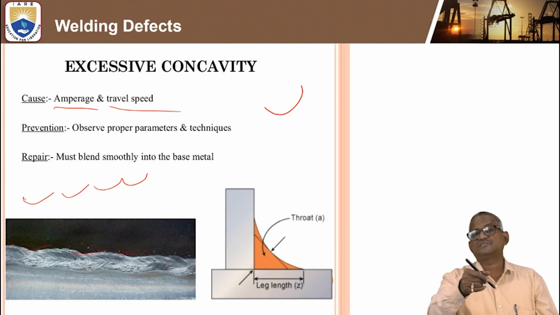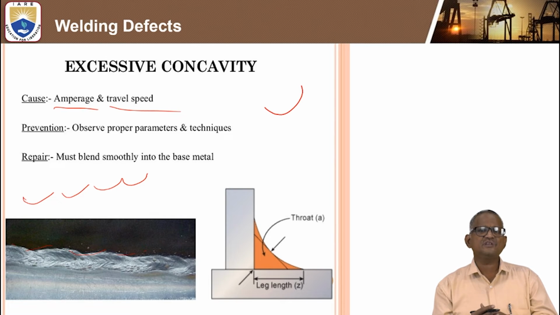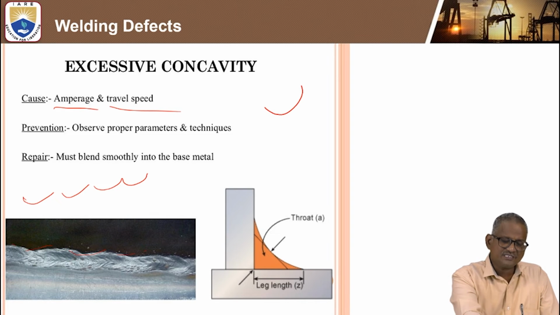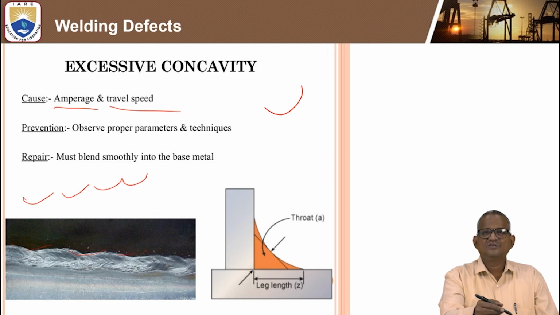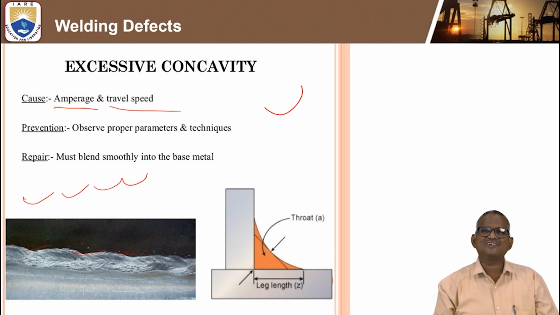That angle of the electrode rod should be maintained, and you should maintain the repair. Also, one important thing is you should blend smoothly into the base metal. Exactly when you touch the base metal, you should not move that electrode. If you move it like this, it will come out as a concavity.